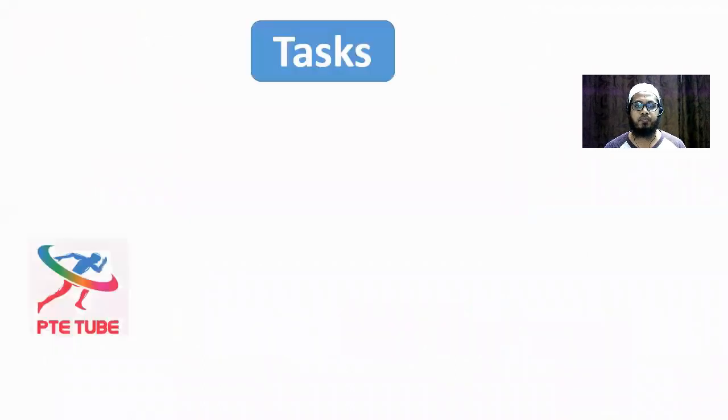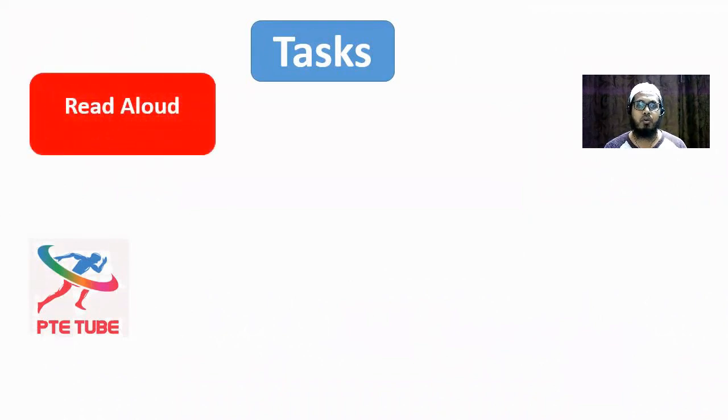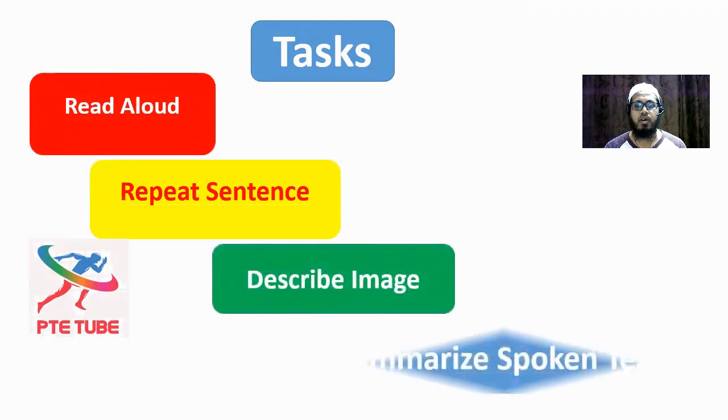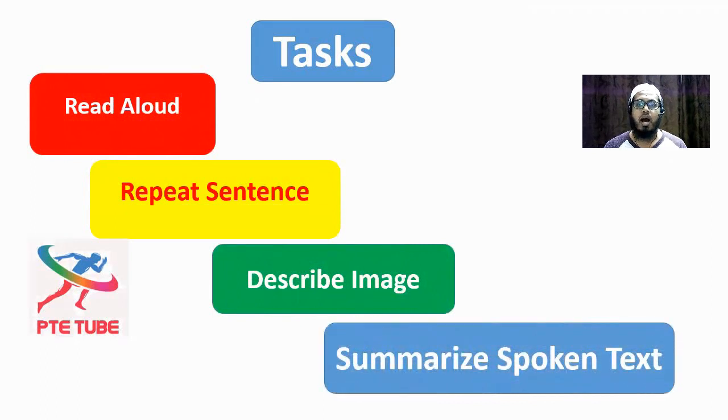The very important tasks that I consider which are responsible for us to score more points in speaking module are, as mentioned: first of all, read aloud. Next comes repeat sentence, then describe image, and finally summarize spoken text. I consider these four tasks to be responsible for us to get more marks. In the sense, if we master and we practice well all of these four, then nothing can stop us from getting good marks in speaking section in particular.